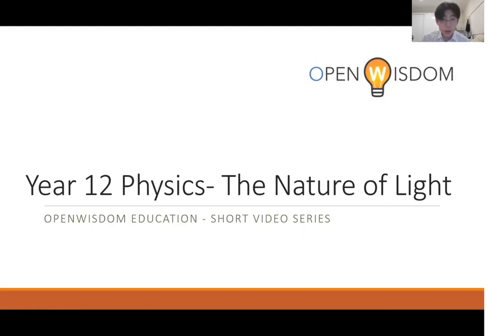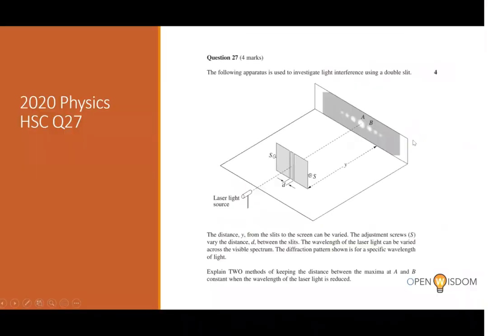Today we'll be going through one question from the 2020 HSC Physics paper, particularly targeting Module 7, the nature of light. And before it gets too annoying, I'll be turning off my video. Now let's get on with the question.